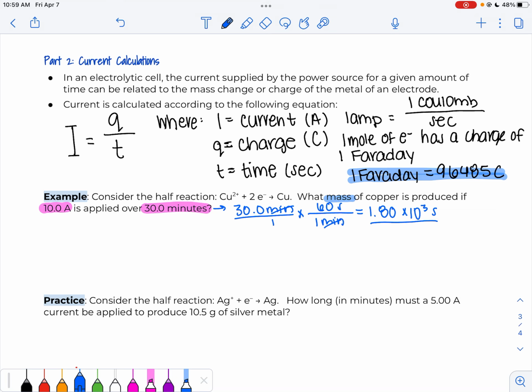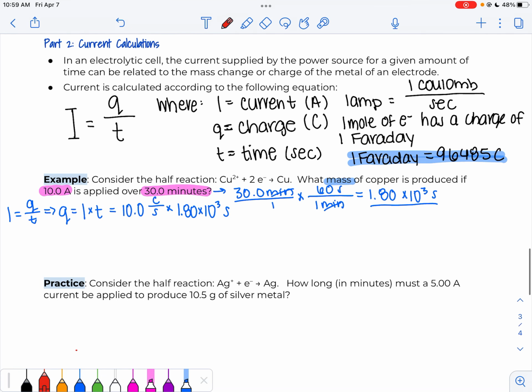All right, so I've got time now and I've got current. So I need to figure out how to get charge. Well, I know that I is equal to Q over T, which means that Q is equal to I times T. All right, I can work with that. Okay, so my current I know is 10 amps, 10.0, and an amp is equal to a coulomb per second. Great. Multiply this by my time, which is 1.80 times 10 to the third seconds, and look at that, my units cancel. Seconds cancel with seconds. I'm left with units of coulombs, which is what charge should be measured in.